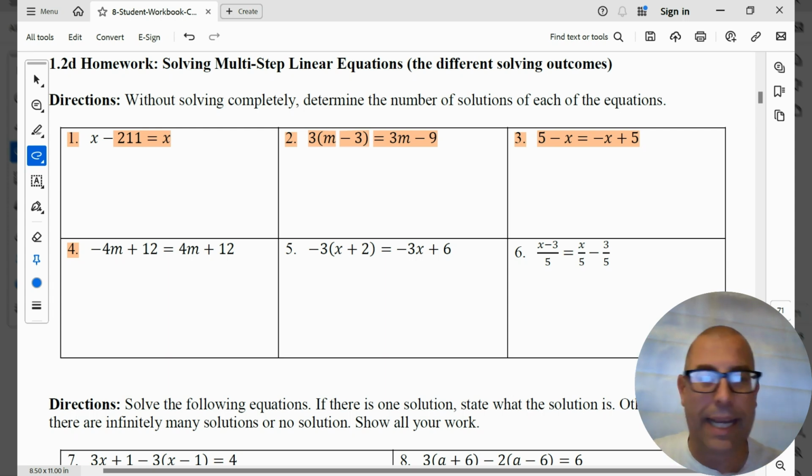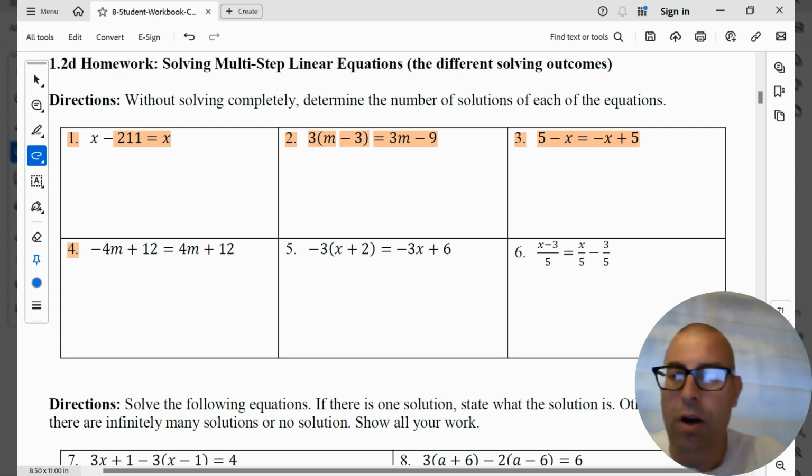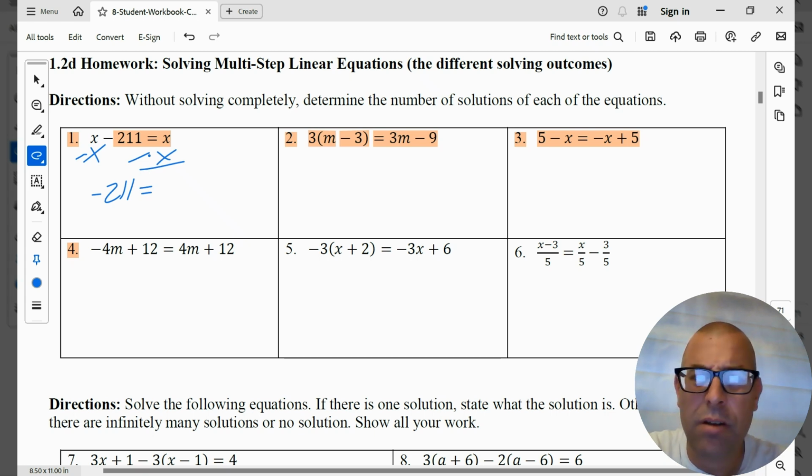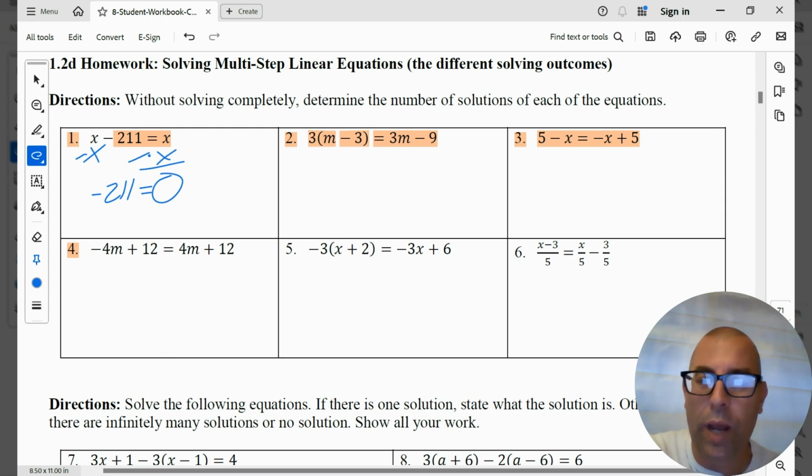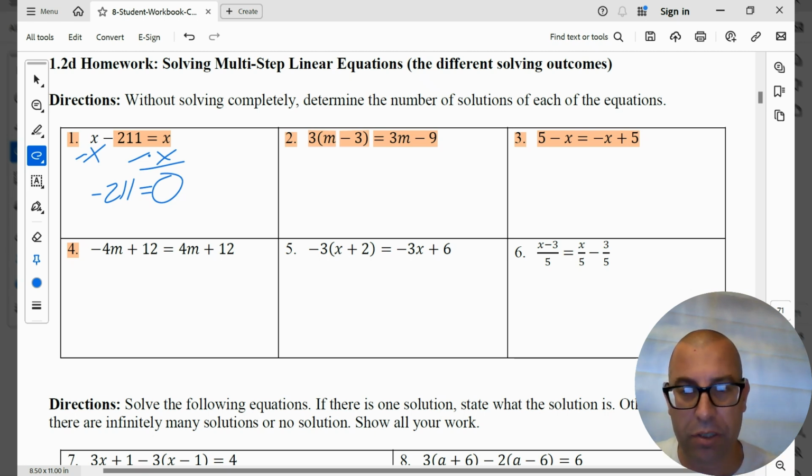We're going to use our rules. I got to get all the letters to one side, all the numbers to the other. Well, since the number's already alone, this minus 211, I'm going to subtract an X from both sides. And by doing that, I get negative 211 equals, and then X minus X. Well, that's 0. So again, letters went away. I don't have any letters. So when that happens, we've got to ask ourselves if we have a true statement or if we have a false statement. And that's what we're going to keep on coming back to.